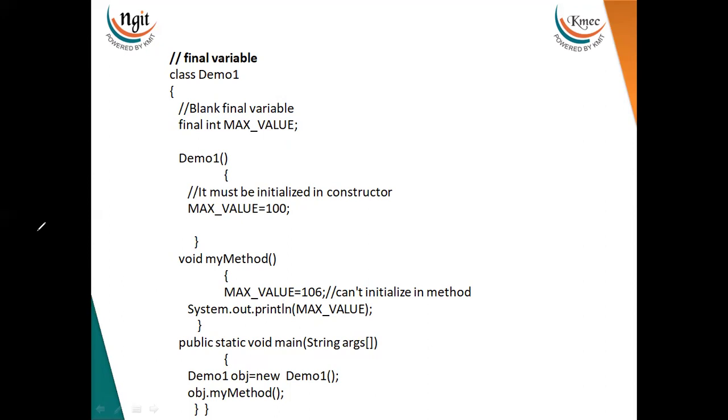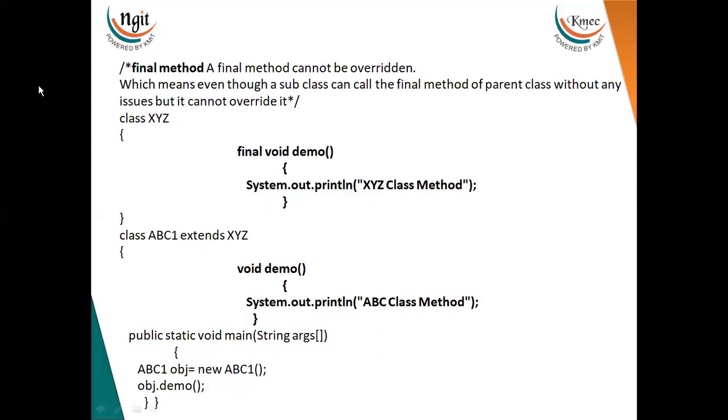If you are trying to modify the value of the final variable somewhere else, you'll get the error and you cannot initialize anywhere. Coming to the final method. If you are taking a method as final, then that method cannot be overridden. If you are trying to override the final method, then you'll get the error.